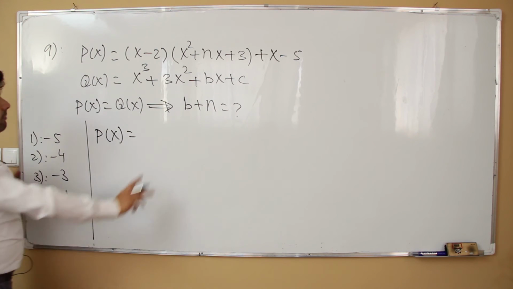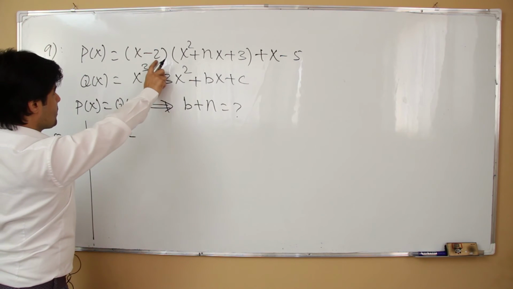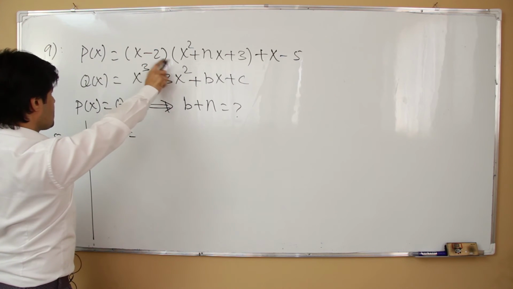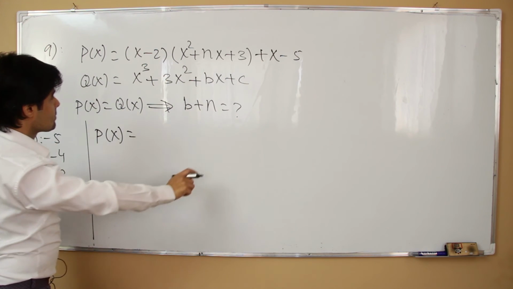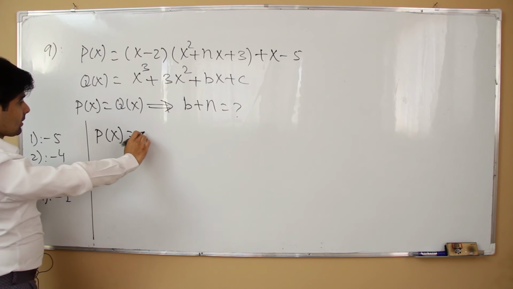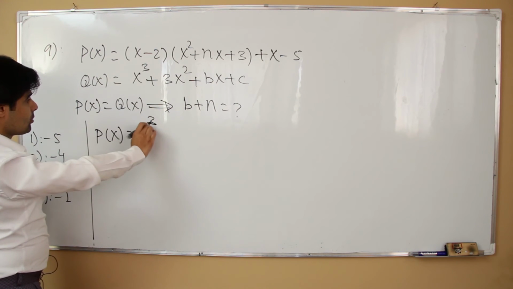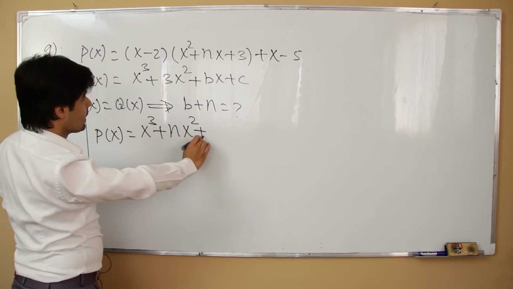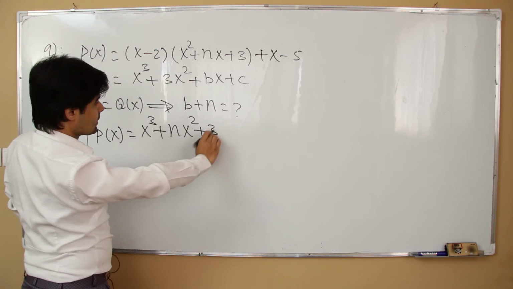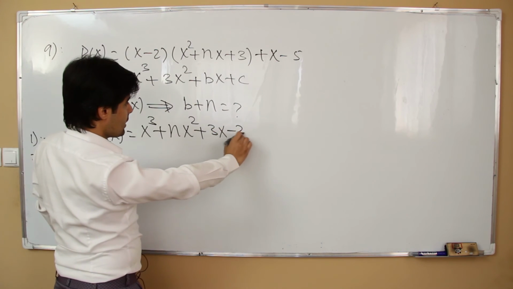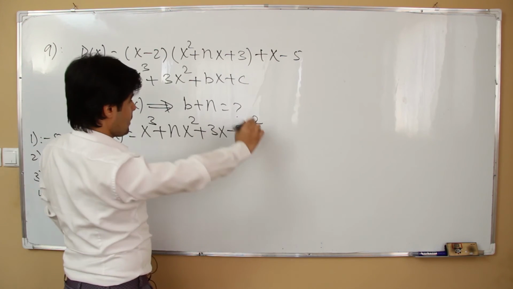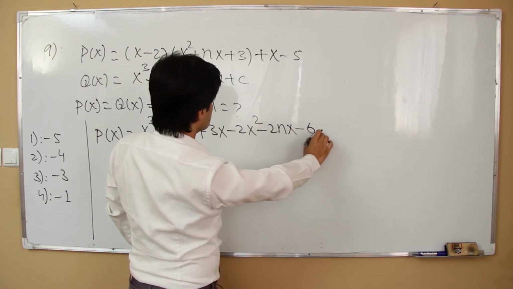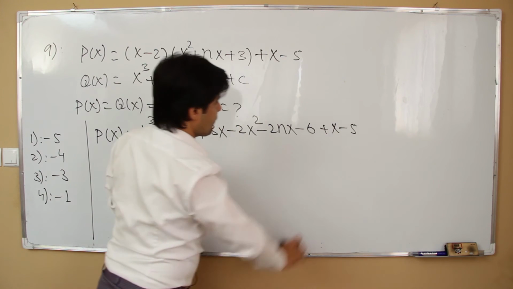try to simplify this part. x with minus 2 is multiplied with this one. You have to multiply the first term with all the terms, the second term with all the terms, like this. x with x² is x³, plus x² plus 3x. Minus 2 with this one: minus 2x², minus 2nx, and minus 6, plus x minus 5.